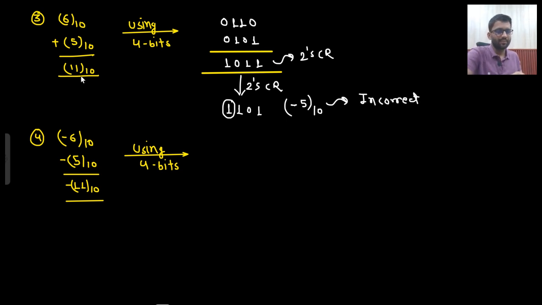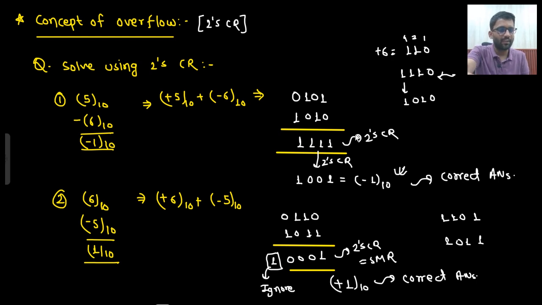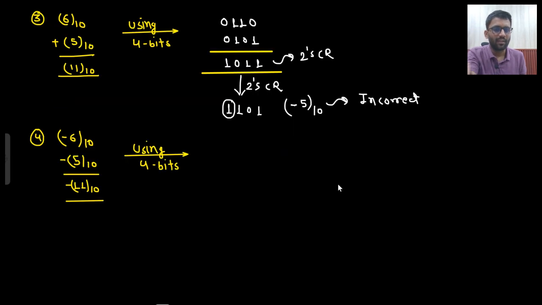Because the answer should be 11. What we did, we did the same thing using 4 bits. And then the answer will certainly be in 2's complement form. Whatever answer you are getting has to be in 2's complement form only, because you are performing the 2's complement addition. I always told you that the answer will be in 2's complement form only, but since the answer is positive, it would be equal to SMR. So this answer is also in 2's complement form.